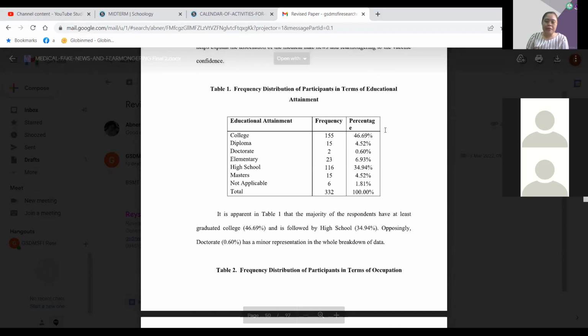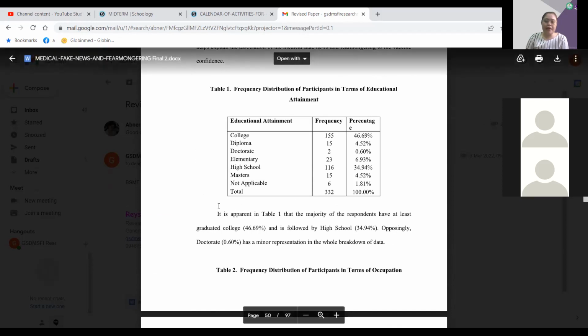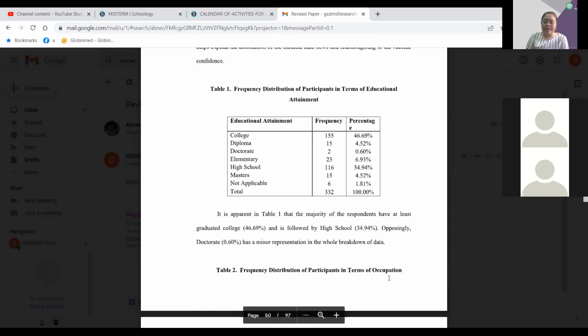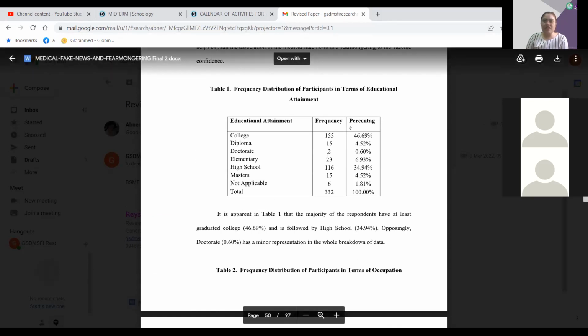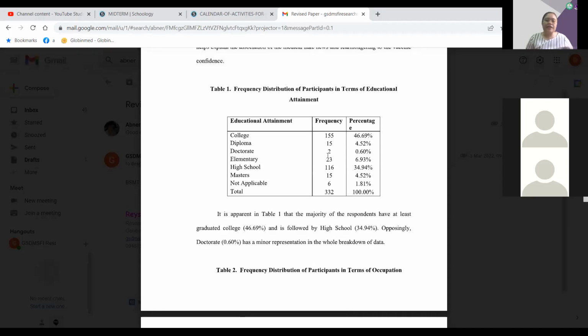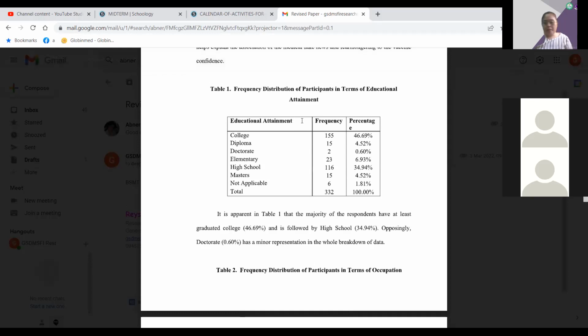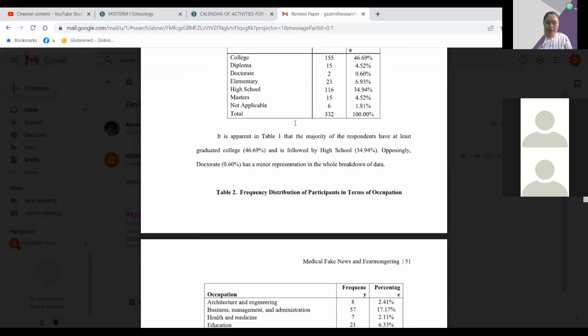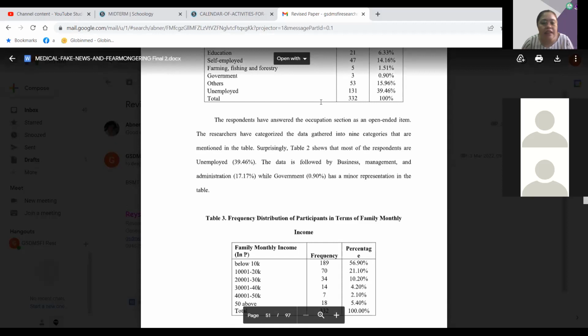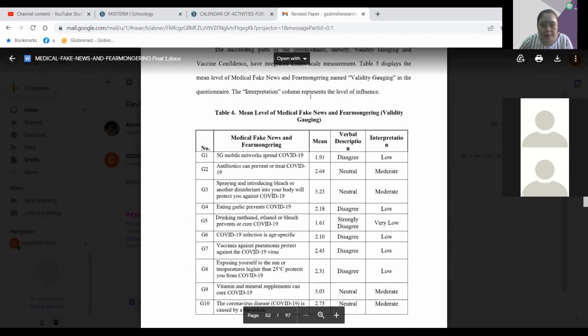So they have their table number 1 only for the educational attainment, followed by a textual presentation. It is not really necessary that you will have a very long textual presentation, as long as you can explain the numbers found in your table, then okay na yan siya. This is how they present their demographic profile, for those na merong questions about demographic profile.